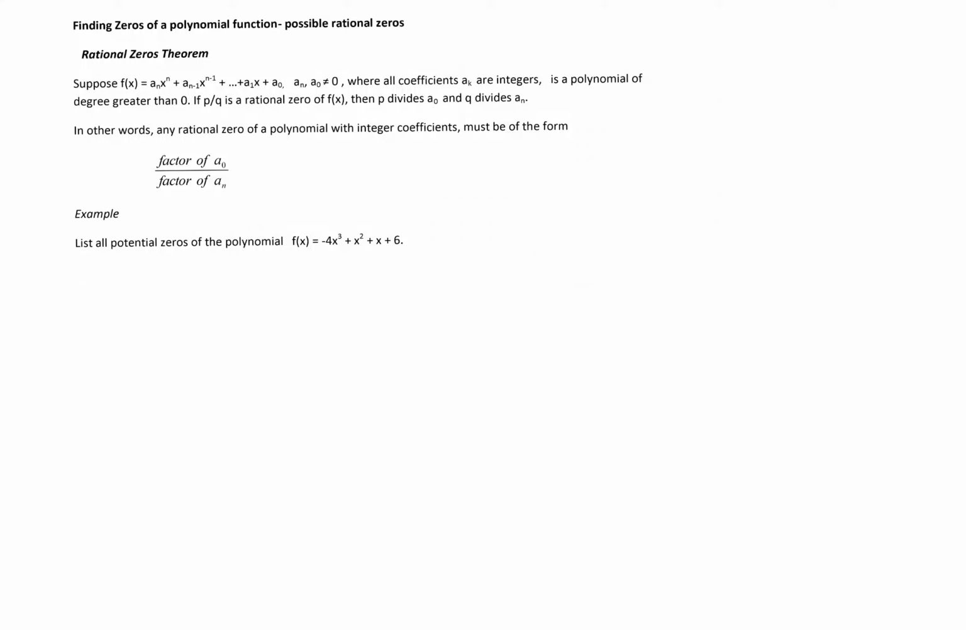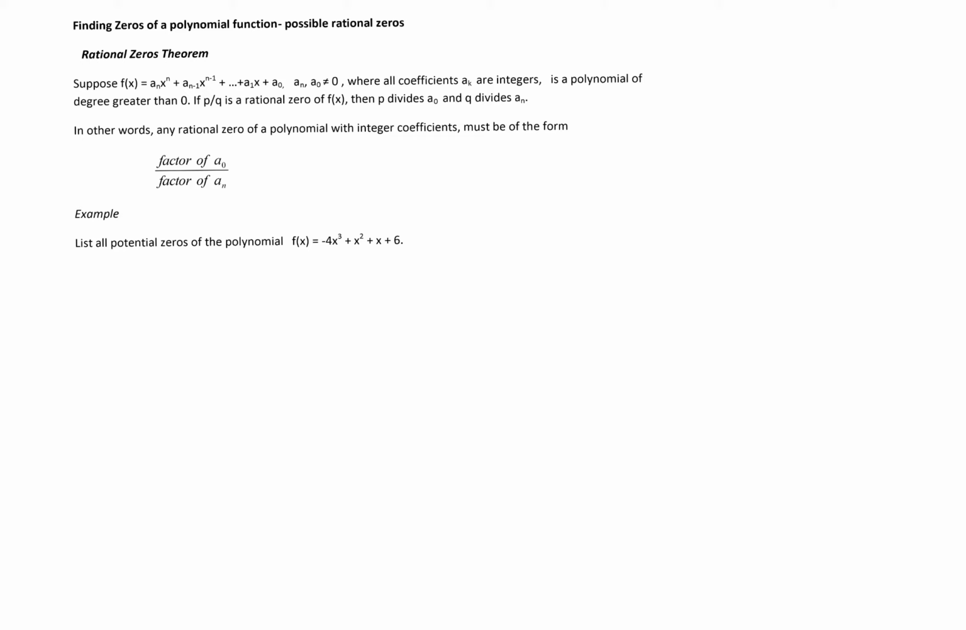Finding zeros of a polynomial function is equivalent to solving an equation f(x) = 0, and it is often not easy to do so when the degree of the polynomial is more than 2. The Rational Zeros Theorem offers some help with this task.